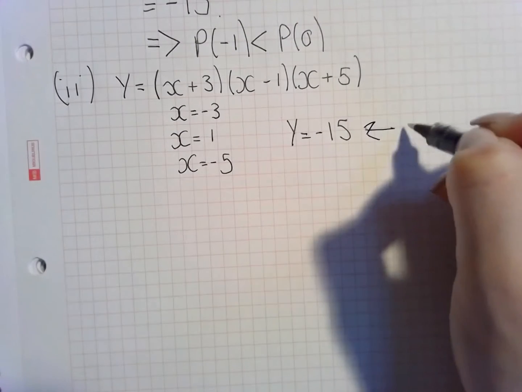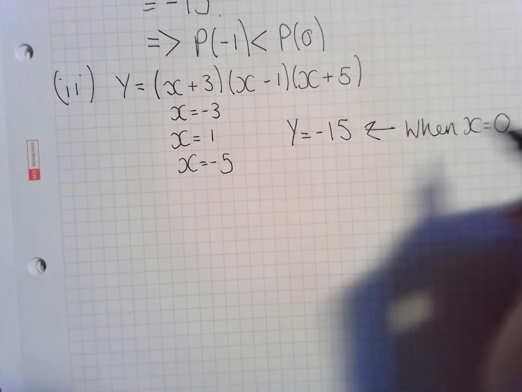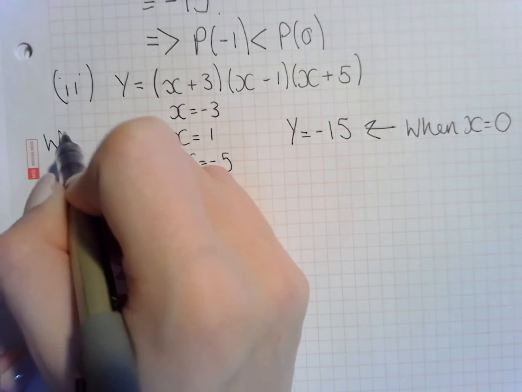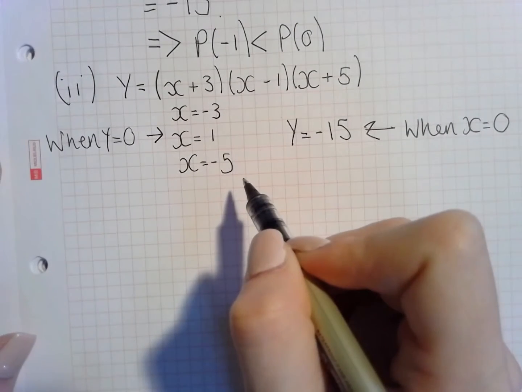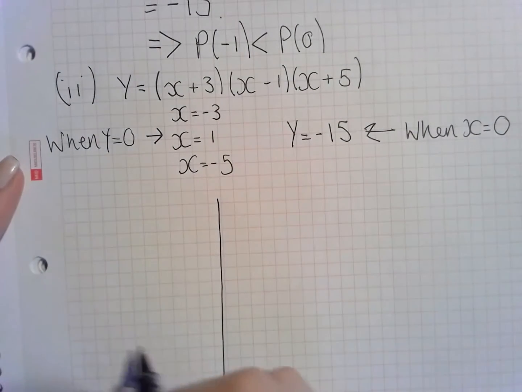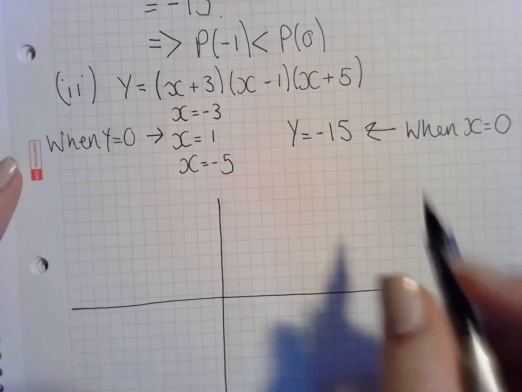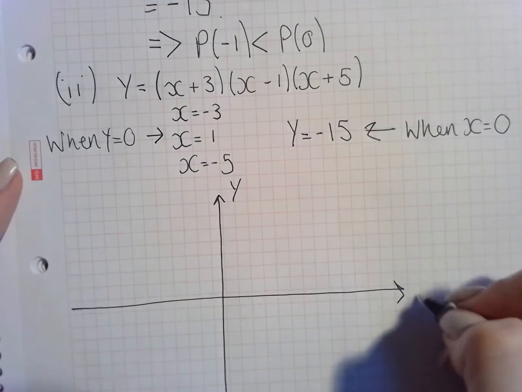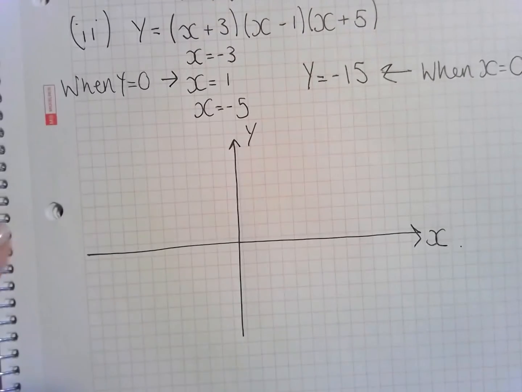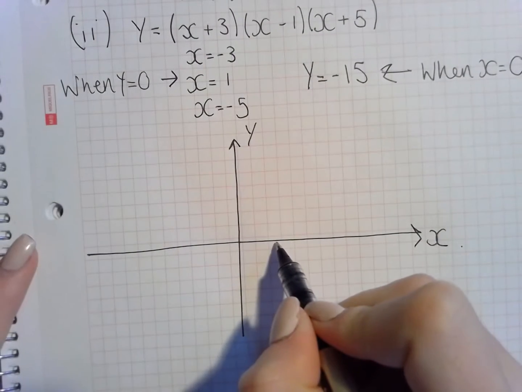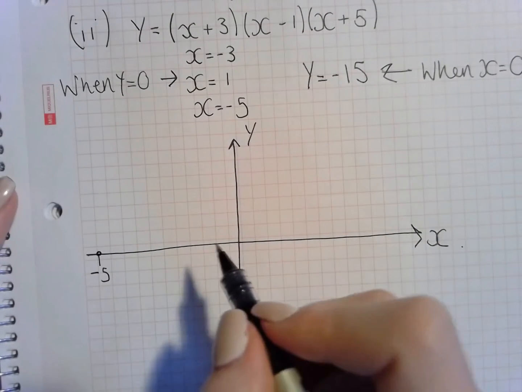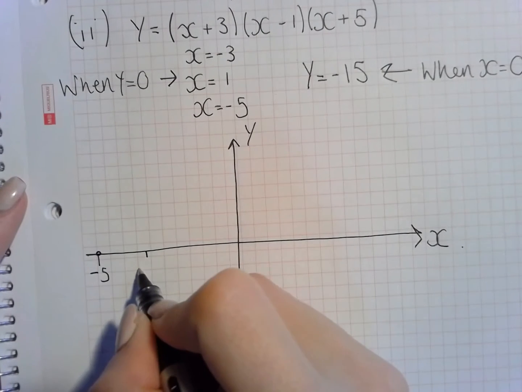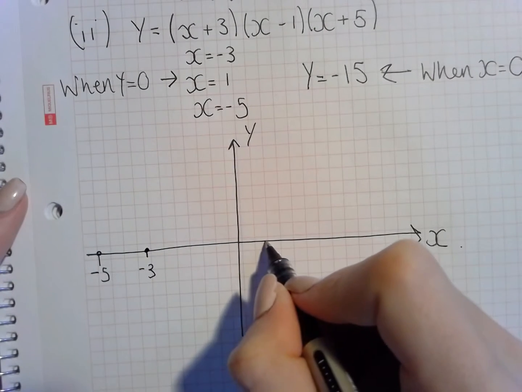Okay, so we know that when x equals 0, y equals minus 15, and when y equals 0, x equals minus 3, x equals 1, and x equals minus 5. So let's draw some axes. I mean, use a ruler in the exam probably is a good idea, just to get it nice and neat for the examiner, so it makes it easy for them. And we know that when y equals 0, x equals minus 5. So it's going to cross the axis at this point. X equals minus 3. So about here, it's going to cross the axis at this point. And x equals 1.